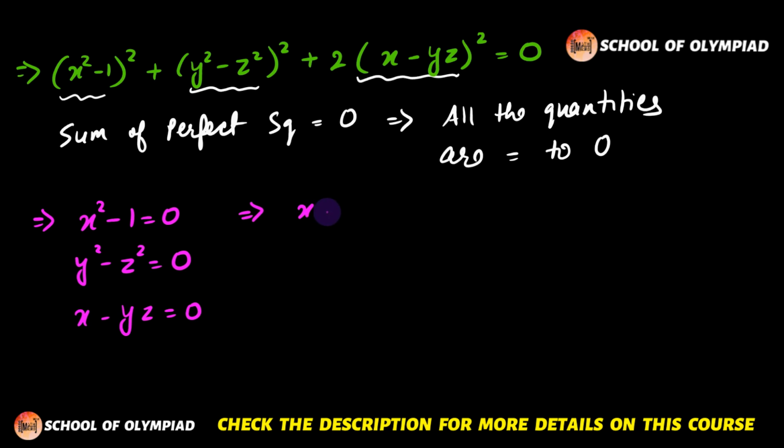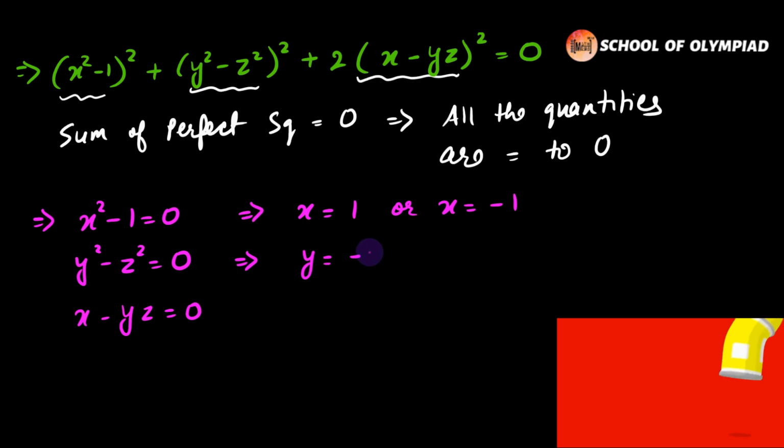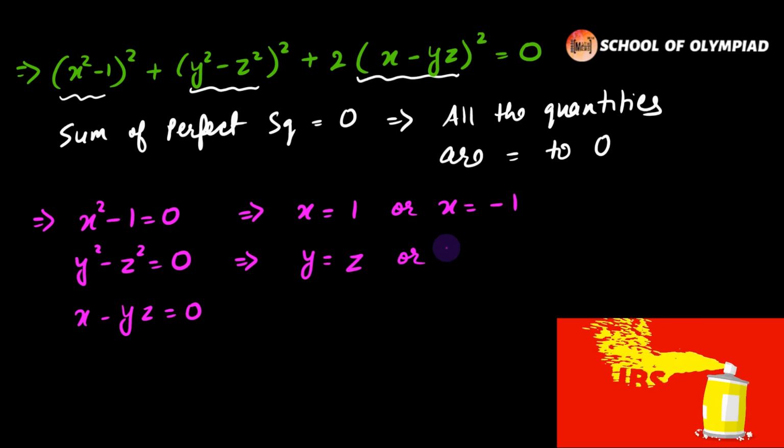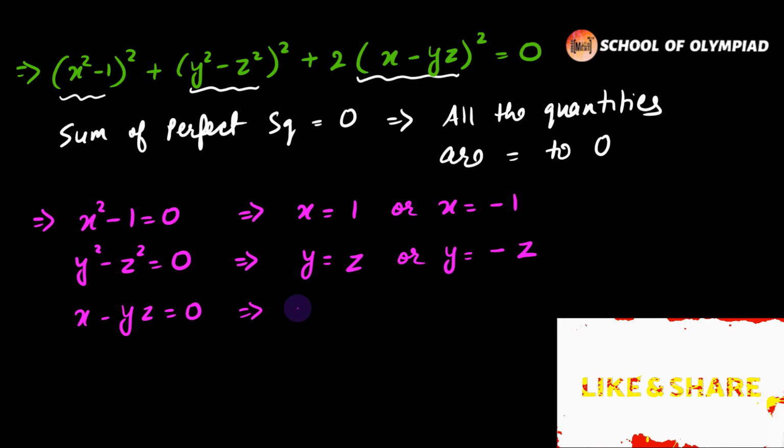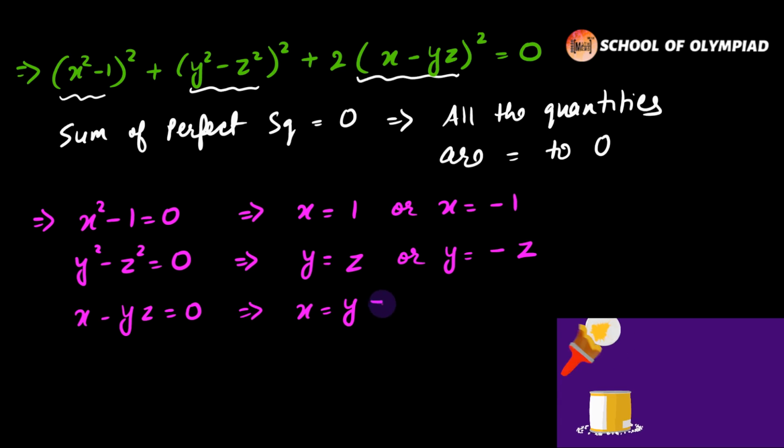So this will give us either x is equal to 1 or x is equal to minus 1. From here we can get that either y is equal to z or y is equal to minus z, and from here we get that x equals y into z.